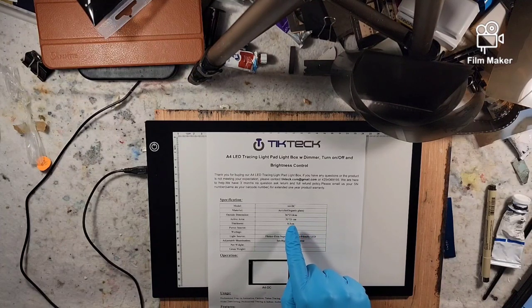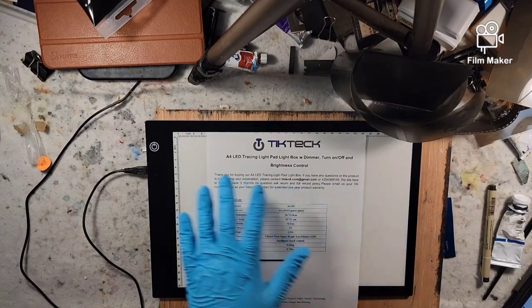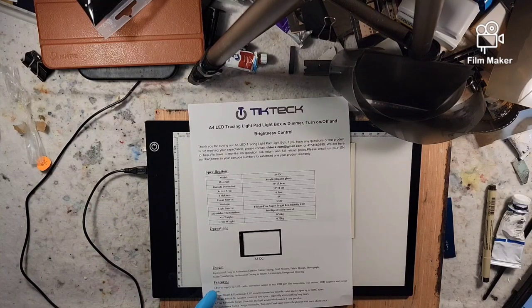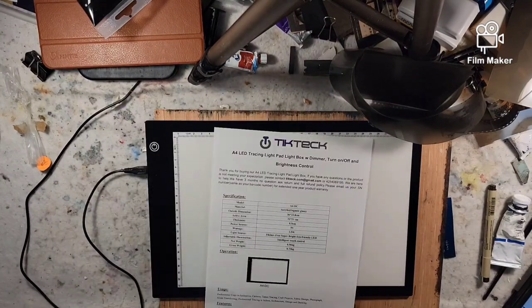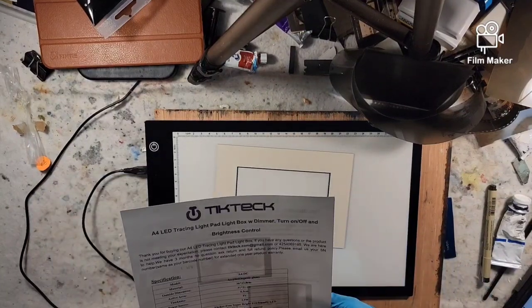Roughly translated, it's probably 9.5 by 13. So I'm gonna experiment down the line with watercolor using this and see how it works. But one of the usages, on the box, I think it said viewing x-rays. So it can be used for essentially what we're looking at.